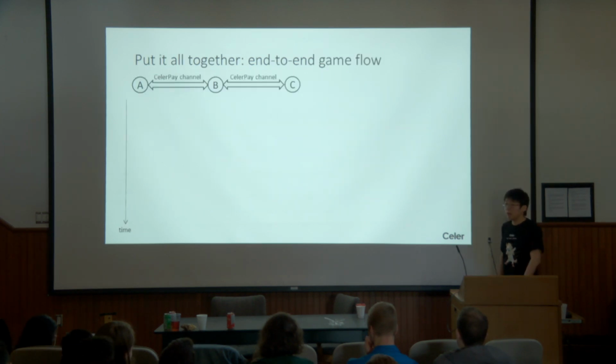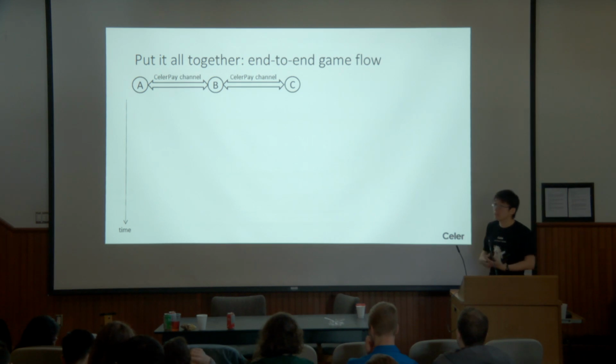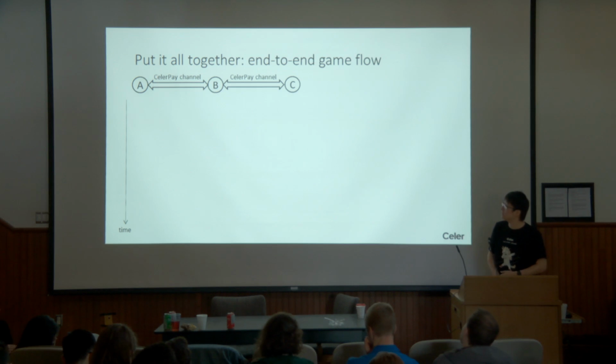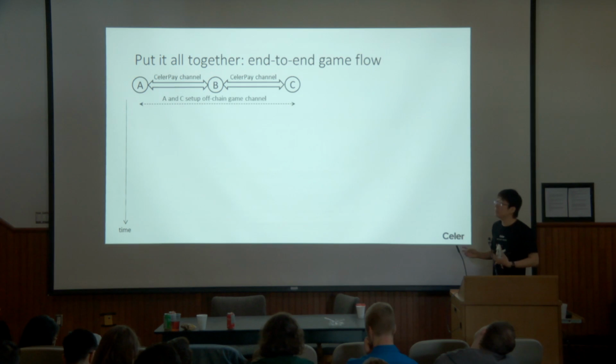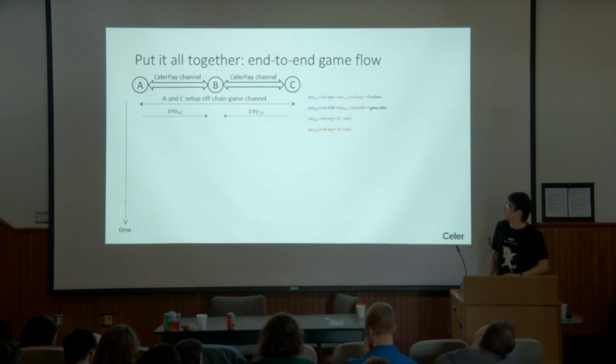So now let's put it together to see how the end-to-end flow works. See now, A and C are connected to our relay node service B. They have a payment channel already open, and A and C want to play a game. So they just need to communicate with each other through whatever communication channel they have to set up the game, to set up the off-chain payment channel, agree on the nonce or whatever. And then they can just send 2 conditional pays to each other.